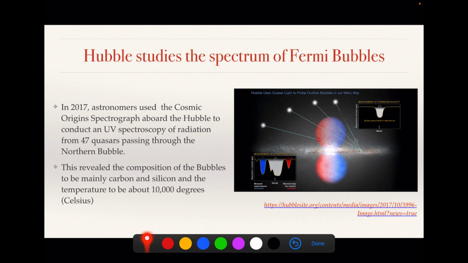This is basically all we know about Fermi bubbles so far. It is a relatively recent discovery, so it is definitely a very interesting and very active area of research, and we will have to see what comes up in future studies and observations of this particular phenomenon.